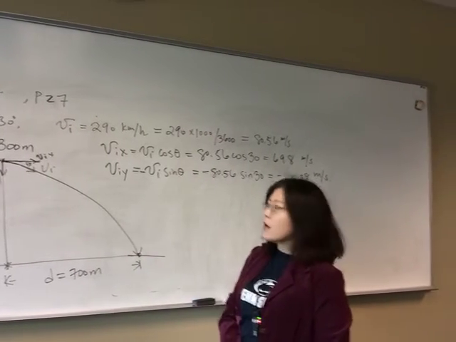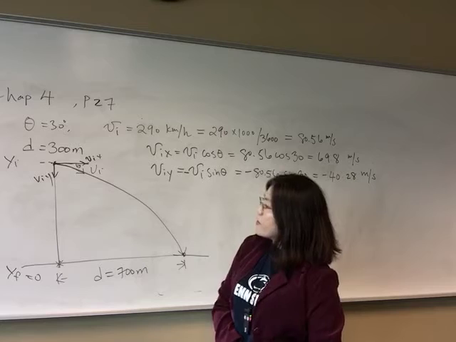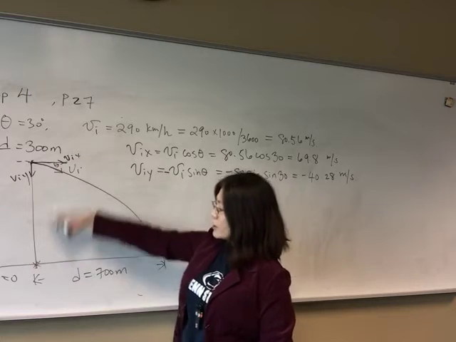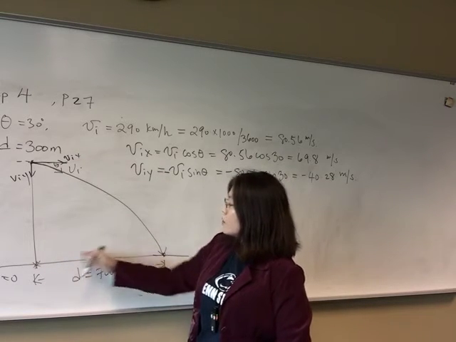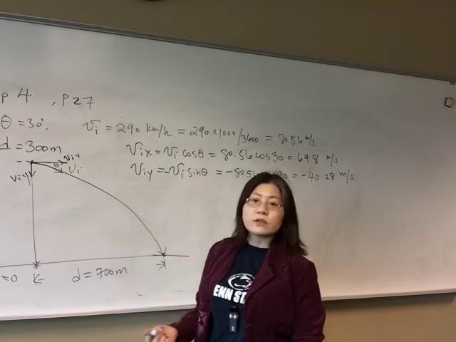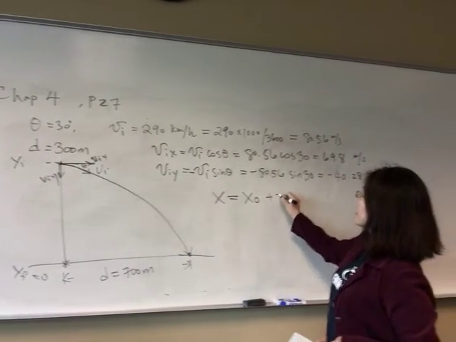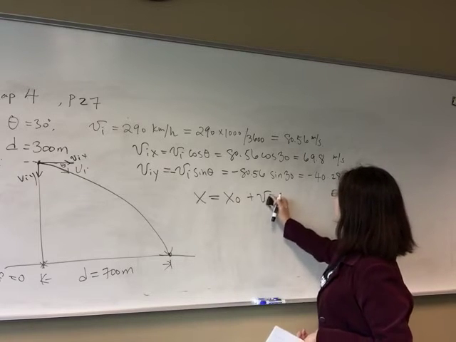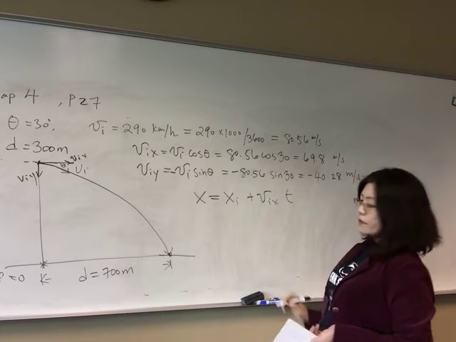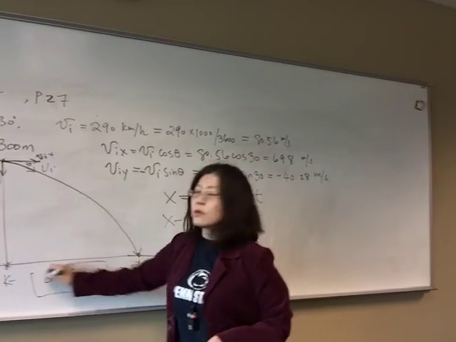You're asked to find time. Let's look at what information was given in order for us to find the time. You have the horizontal distance that's given. The vertical separation you have to find. If you have the horizontal distance and the initial velocity in the horizontal direction, then it becomes easy to find the time, because if you remember, x is equal to x naught plus initial velocity Ix times time. In that case, your x minus xi would just be your d, which is 700.